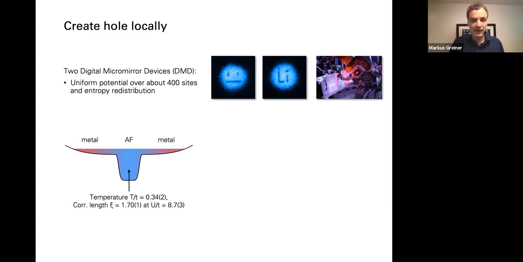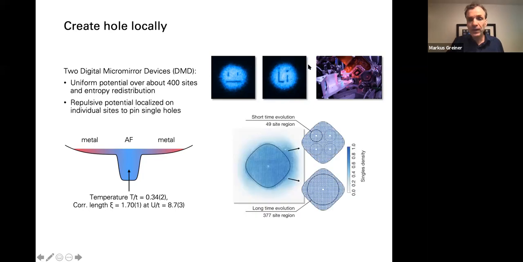where we then find the antiferromagnetic order. But we can use the same setup also to just plug a single lattice site, meaning we slightly raise the energy of the lattice site such that the site becomes empty, but the surrounding lattice sites are not affected. Okay, and we can do either one hole, or if we just look at shorter time evolution, we can even have multiple holes at the same time.